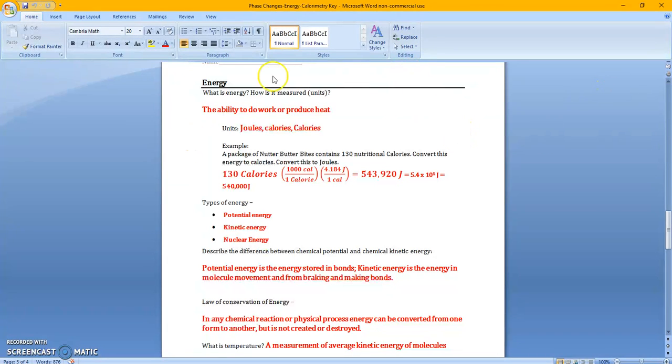So to go over, energy is the ability to do work or produce heat. Energy is there for any type of transfer of doing work. The units consist of joules, calories, and nutritional calories, which have a capital C, while regular calories have a lower c. Capital calories are 1,000 times bigger than little calories, and there are 4.184 joules in 1 little calorie.